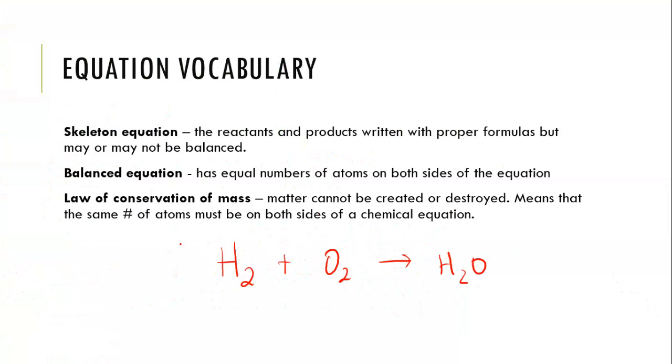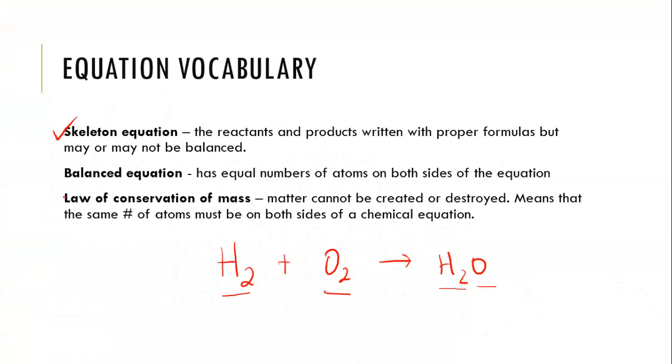Balanced means that you have the same numbers of atoms on both sides of the equation. For example, right here there are 2 hydrogens, and here there are 2 hydrogens, so that appears to be balanced. Right here are 2 oxygens, and here is just 1 oxygen. So this is not balanced. This is an unbalanced equation. That makes it a skeleton equation. We're going to write skeleton equations lots of times, which means we don't worry about balance right off the bat.